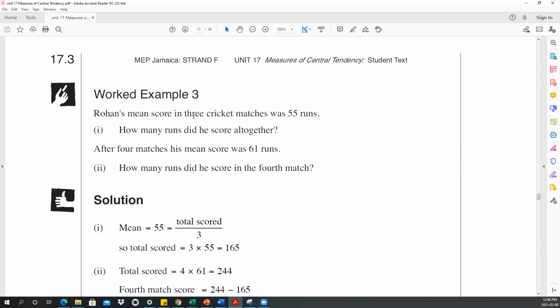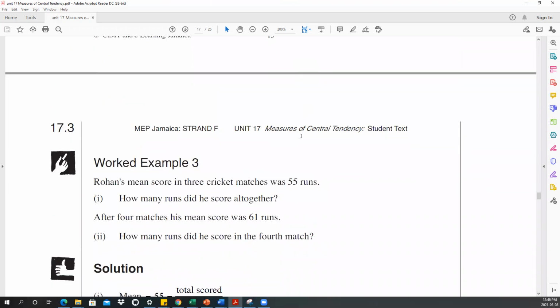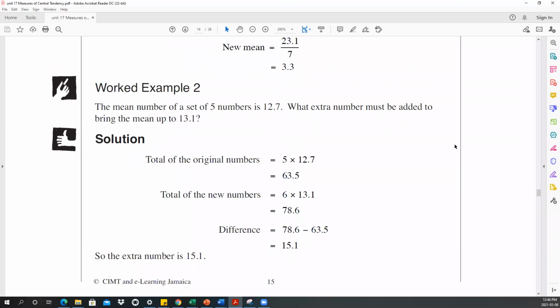So mean score in three cricket matches was that. How many runs did he score altogether? They want you to find the total, which is just 3 times 55. And it's 165 runs down here. After 4 matches, his mean score was 61 runs. How many runs did he score in the 4th match? Very similar to the question up top right here, where we ask what is that extra number?